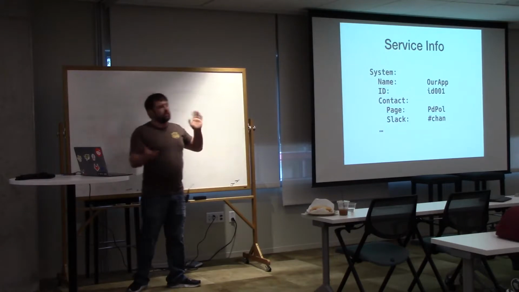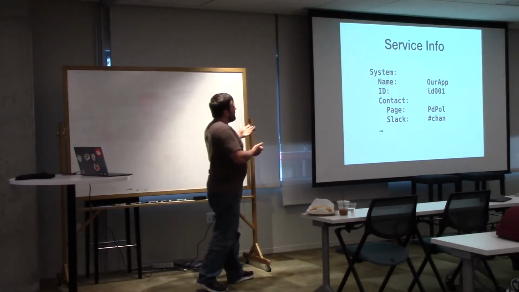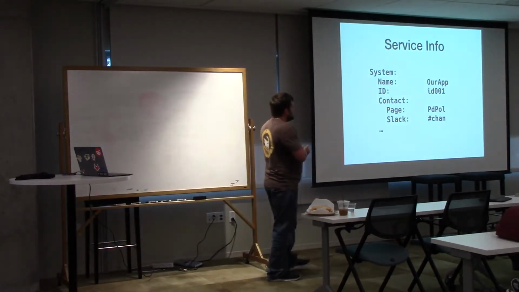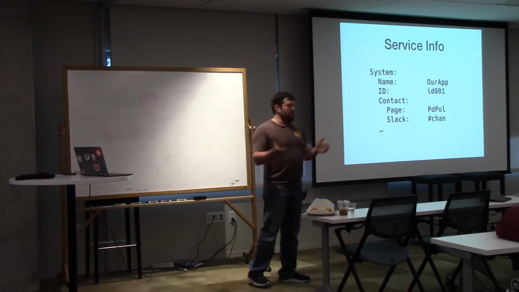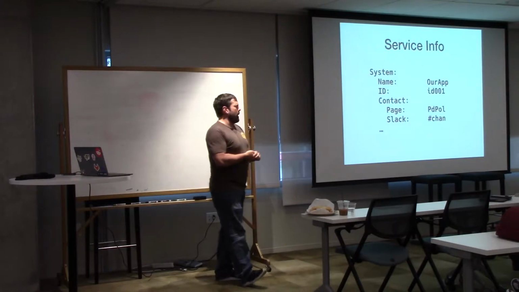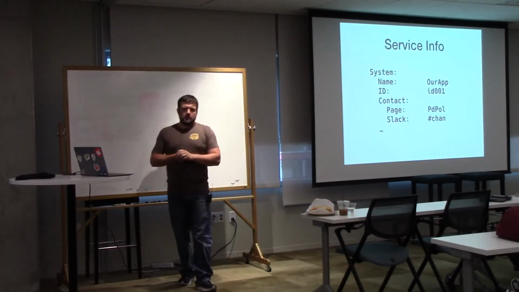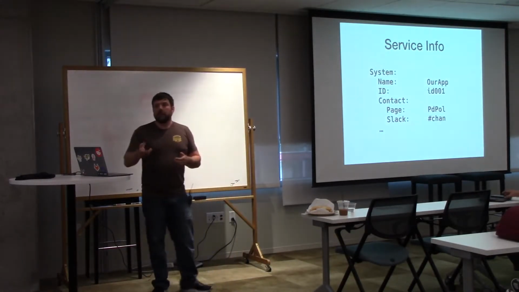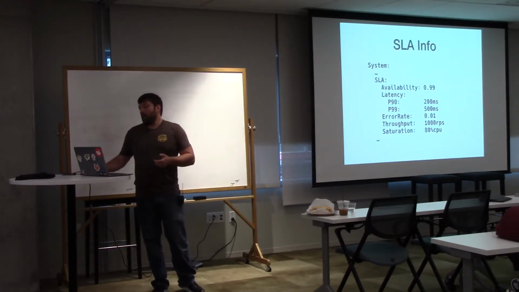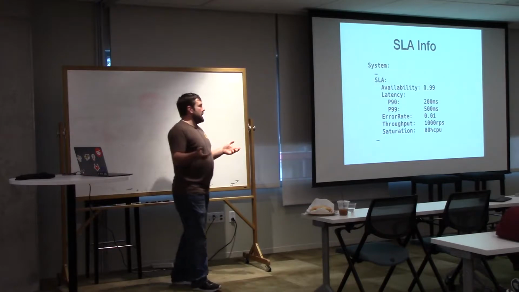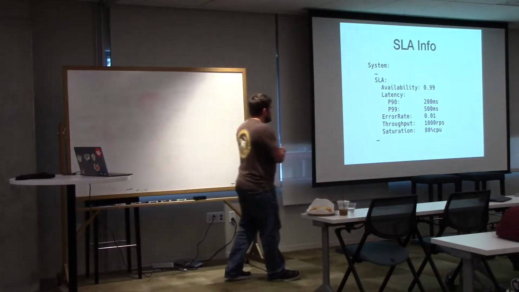So here's an example. Here's a system. I'm going to name it our app. I'll give it an ID number. And here's a contact. I want you to page, if and when you're going to page, this PagerDuty policy. And if you need to talk to somebody because you see these alerts going off, here's a Slack channel where you can reach out for operational support from that team. Here's a sample of an SLA stanza, I could call it, I guess.